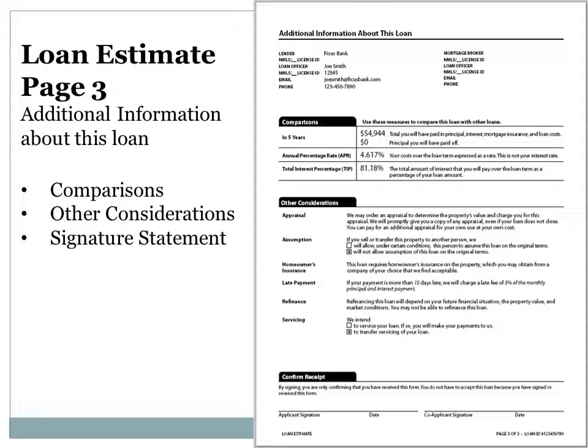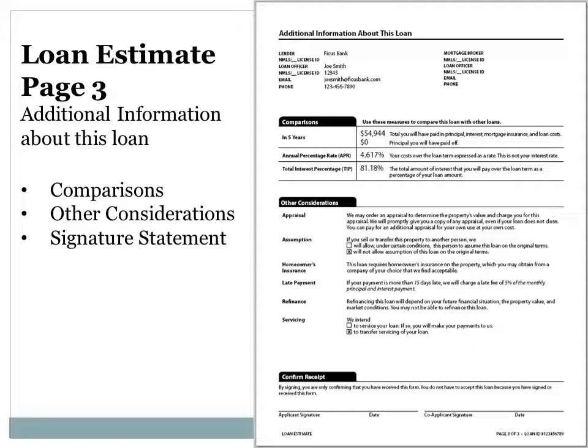Now let's talk about page 3 of the loan estimate. At the very top, you'll see contact information for your lender and your loan officer. The next is a comparison section. It spells out the annual percentage rate that we would see on the loan estimate now, the amount that the borrower will have paid in the first 5 years of the loan, and then a total interest percentage.